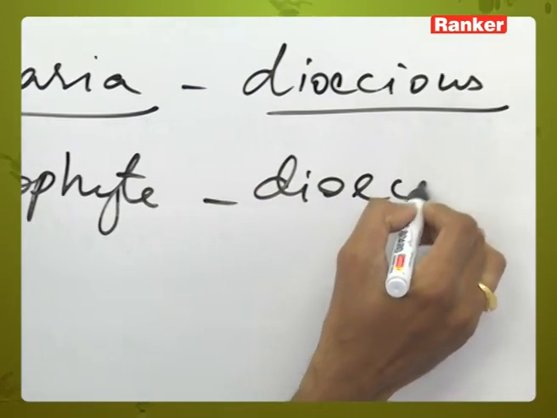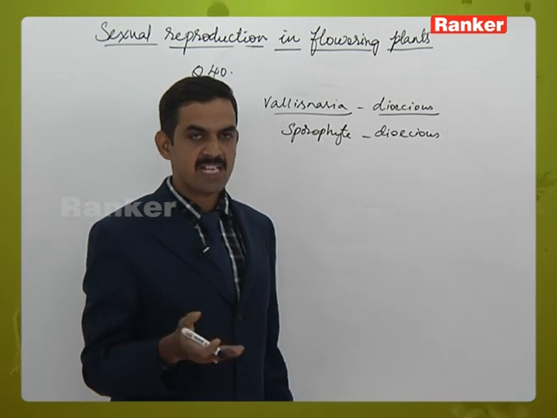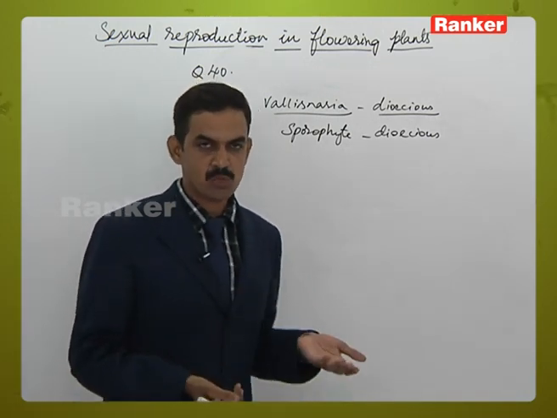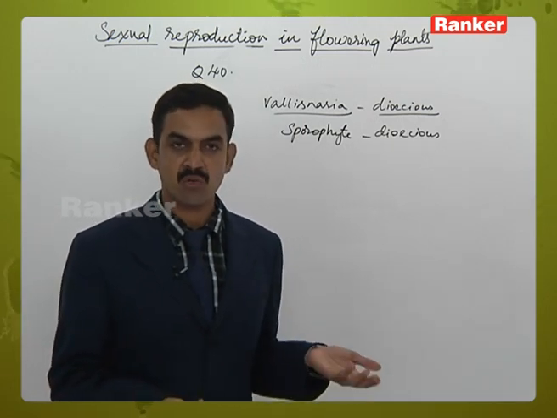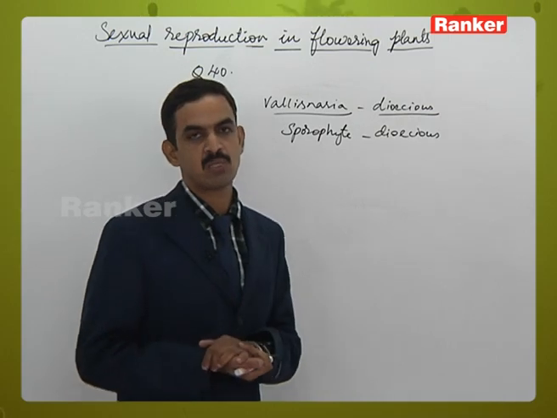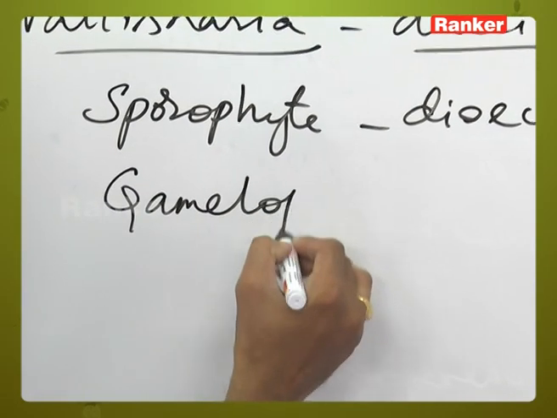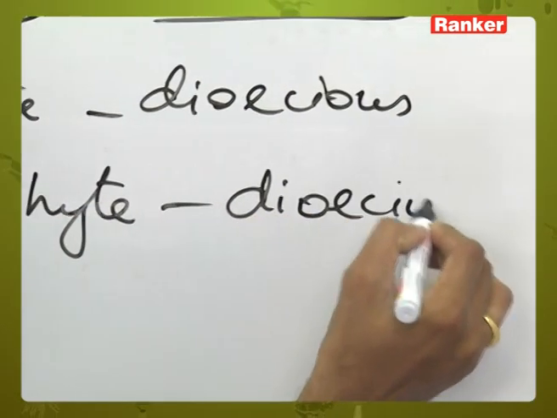Sporophyte is dioecious, and in this plant the gametophyte, as we know that all angiosperms are heterosporic in their nature, that is, microspores are there and megaspores are there. Microspore will give rise to male gametophyte and megaspore will give rise to female gametophyte. So that gametophyte is also dioecious in its nature.